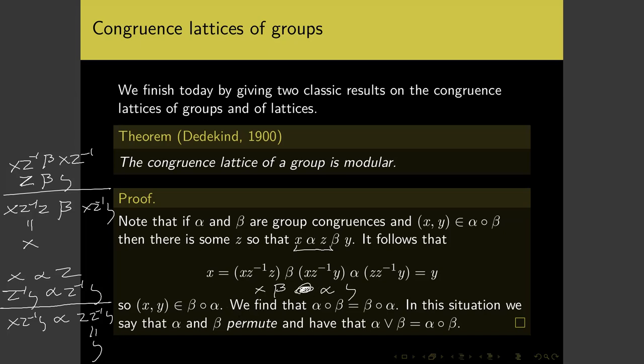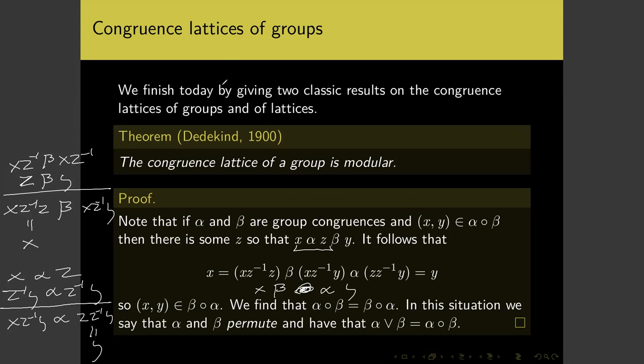Okay, but that argument is symmetric. And so I actually find that alpha relative product with beta is the same as beta composed with alpha. And so in this situation, we say that alpha and beta permute. It'll also follow, if you analyze our previous description of the join of congruences, that in this case alpha join beta is going to be the relative product of alpha and beta in either order because they're equal. So what we've just argued is that the congruences of a group permute according to this new language that we just introduced. So all of these things are the same: alpha composed with beta, beta composed with alpha, and alpha join beta in the congruence lattice.